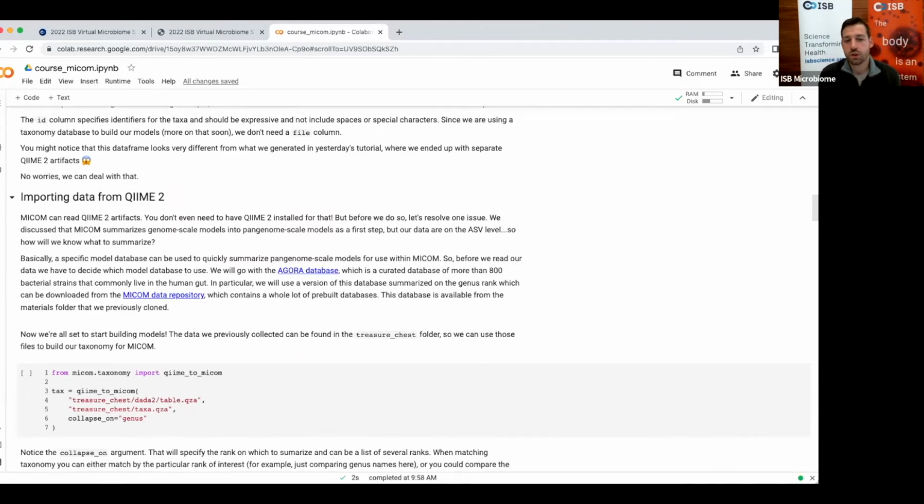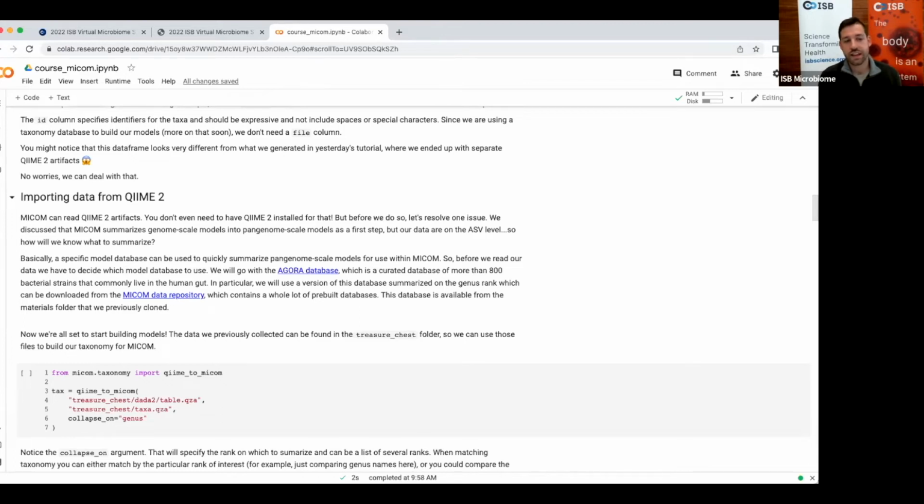So we'll be using the Agora database, which is a curated database of more than 800 bacterial strains maintained by the Thiele lab. And these are strains that commonly live in the human gut. In particular, we'll be using a version of this database summarized at the genus rank, since we will be building our models at the genus level, since that is the lowest taxonomic rank that we can get reliable information from 16S data, like Christian mentioned yesterday.